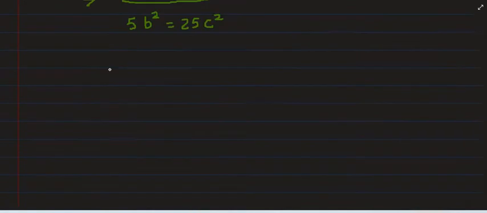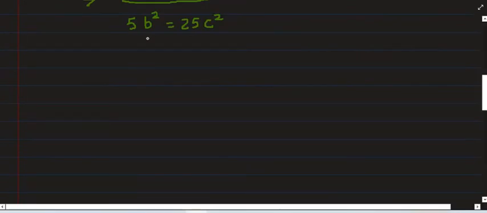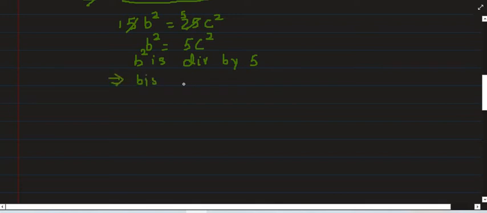Now we can say that b square is equal to 5c square, as we have cancelled these two. So now from here we can say that b square is divisible by 5. If b square is divisible by 5, this implies b is also divisible by 5. So let's say b is equal to 5d.